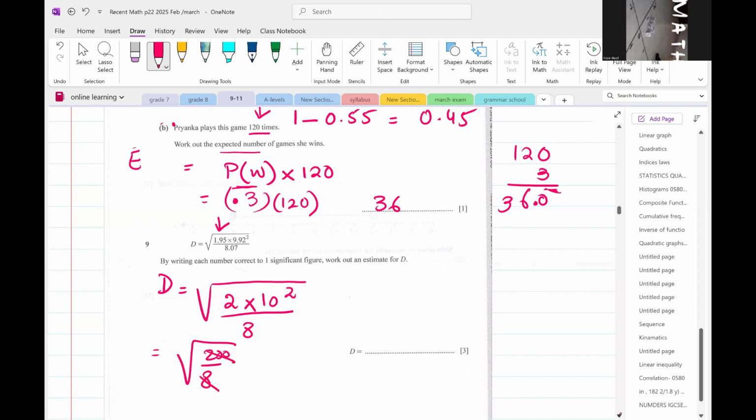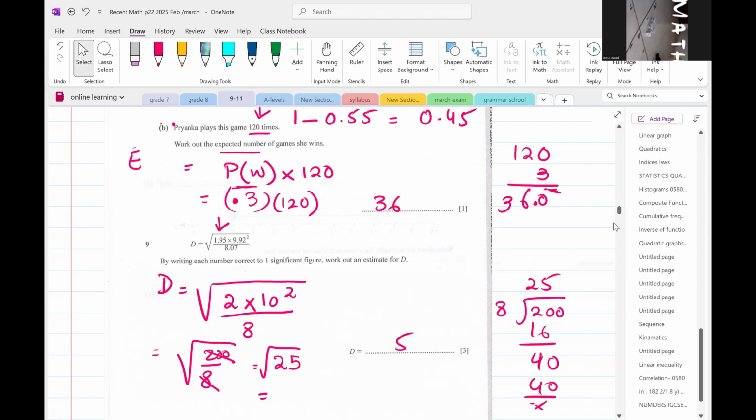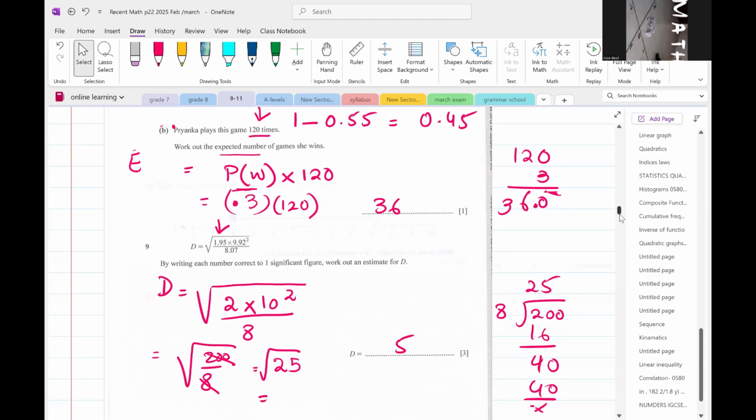Now cancel these terms out. 8 2 times 16, 8 5 times 40. I divided it. If you can't do it mentally, then divide it like this. 8 2 times 16, and then you are left with 5. So when you take the square root of 25, you get 5. This was a 3-mark question. Make sure that you show all the steps.